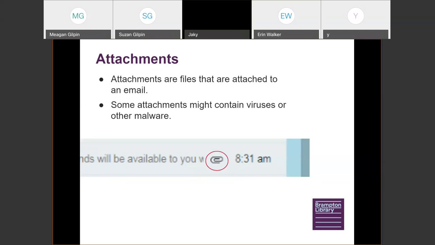Erin, are you with us? Did you want to take over? Yeah, just give me one second. I just came on a different device. No problem. I'll continue with attachments, and you just tell me when you're ready.